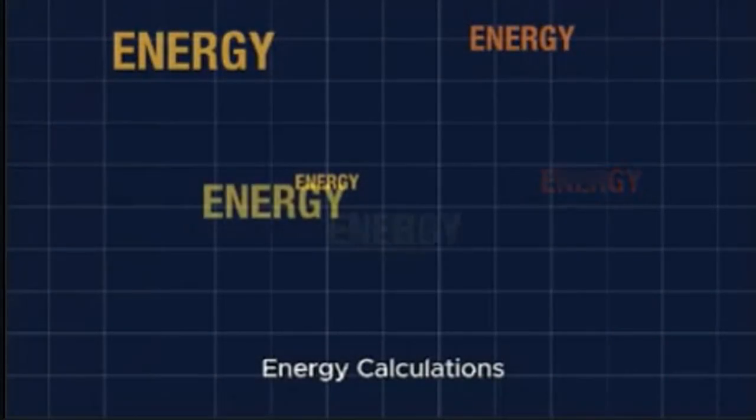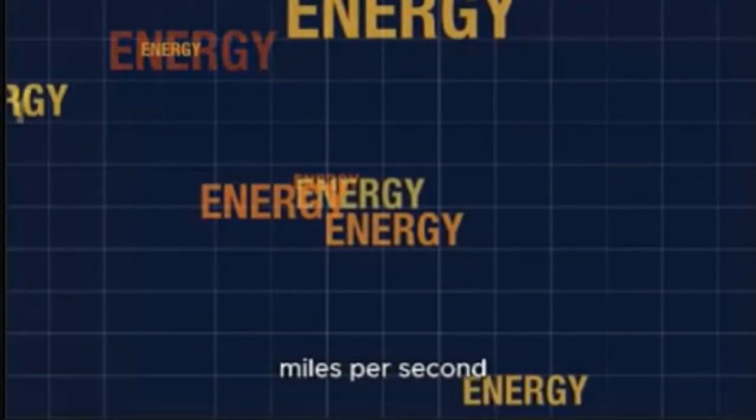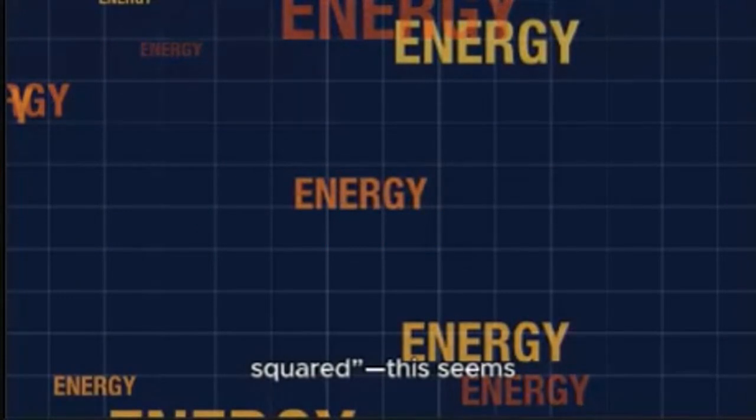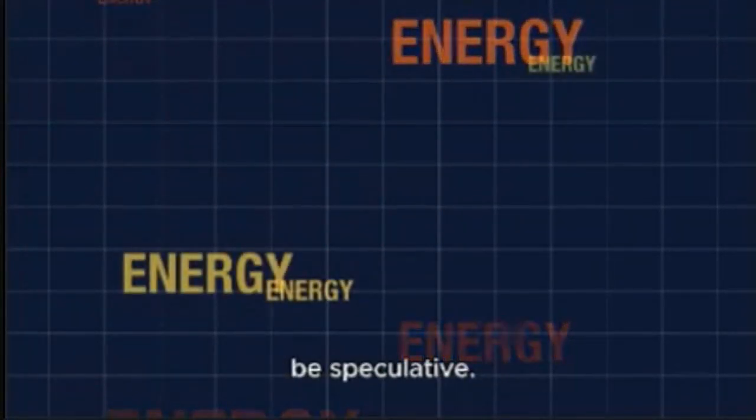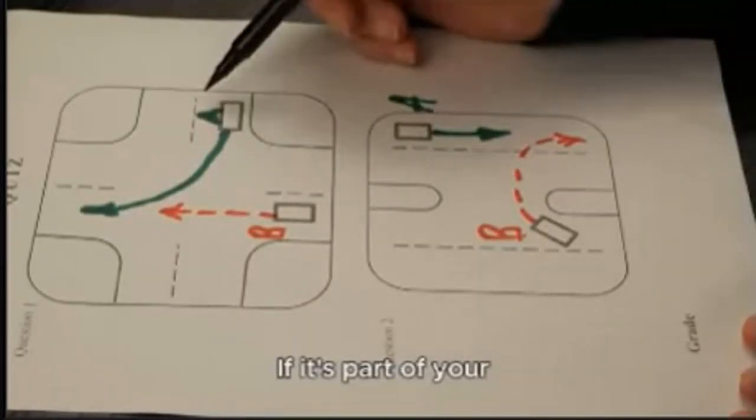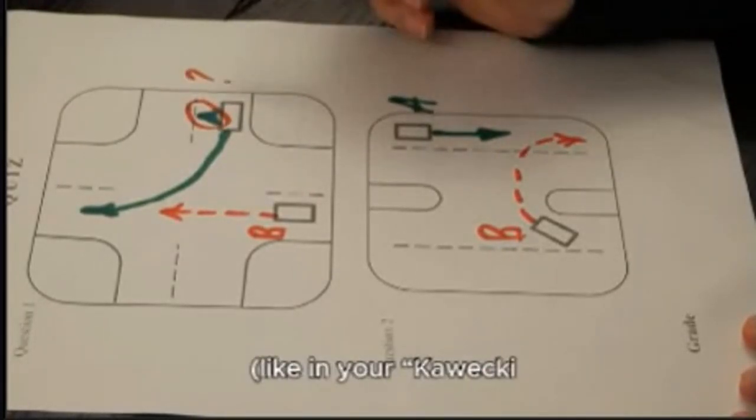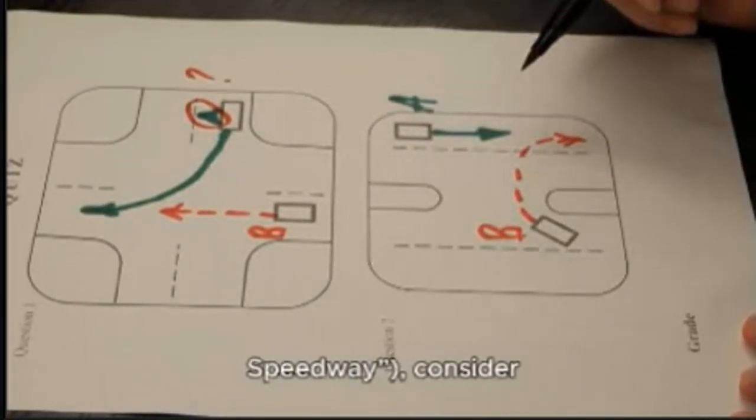4. Energy calculations. You mentioned 450,000 miles per second squared. This seems to mix units, or maybe speculative. If it's part of your theoretical proposal, like in your Kavetsky Speedway, consider labeling it as such.